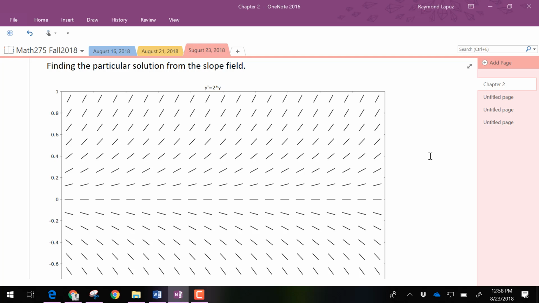So let's say this is my example, y prime is equal to 2 times y. That's my differential equation. Can you come up and make up an initial condition for me? What would an initial condition look like? y of what? y of 1 equals 2. y of 1 equals 2.